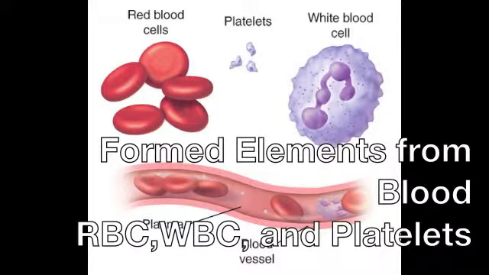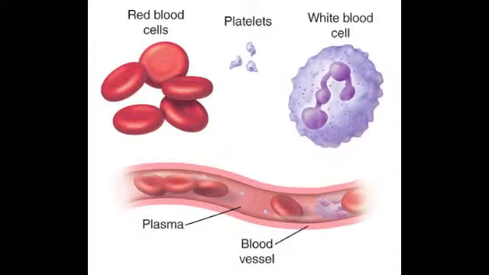There are three formed elements from blood. Red blood cells, which contain hemoglobin that functions to bind with oxygen. Red blood cells form from stem cells in the bone marrow. They carry oxygen to the blood.